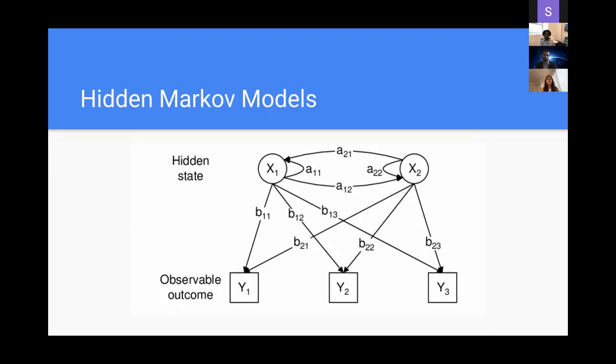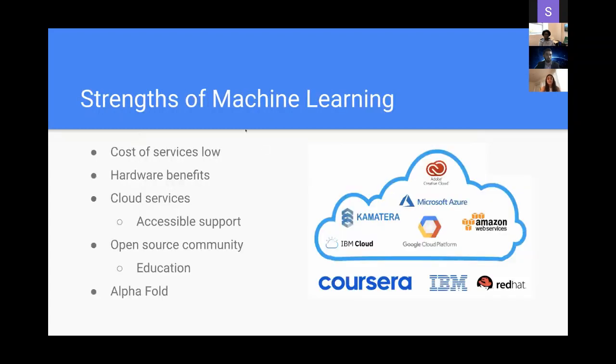And this example was really just to demonstrate that just like the current methods, there might be a more niche model that's going to be able to achieve better results than the more generalizable ones. And hidden Markov models are actually really commonly used in tandem with SVMs to achieve more accurate results. So now I'm going to talk about some of the strengths of machine learning.